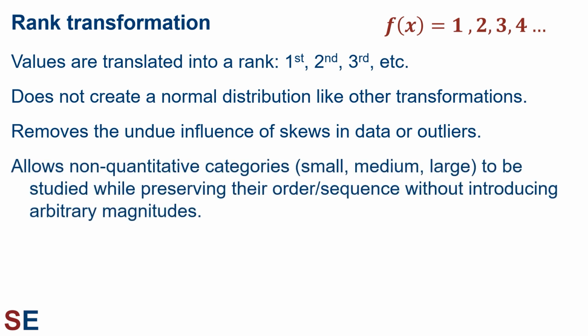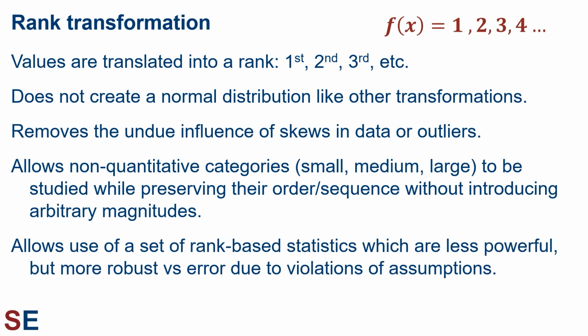The main benefit of the rank transformation is that it allows non-quantitative categories, like small, medium, or large, to be studied while preserving their order or sequence without introducing arbitrary magnitudes. There are plenty of situations in which we can sort data into ranks, but there aren't meaningful numerical differences between the values. Think about lists of best movies or hardest jobs. Which numerical value can we place other than just knowing which are better or worse than others? Unfortunately, with rank data we can't use a lot of the standard statistical techniques like t-tests or ANOVA, but rank data allows the use of a set of rank-based statistical tests which are less powerful but more robust versus error due to violations of assumptions.